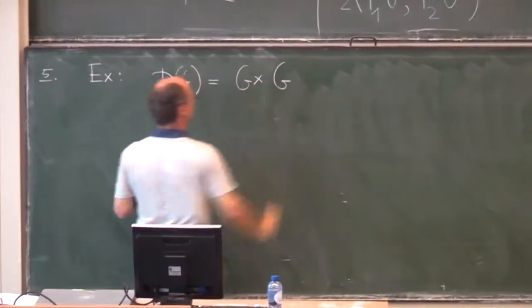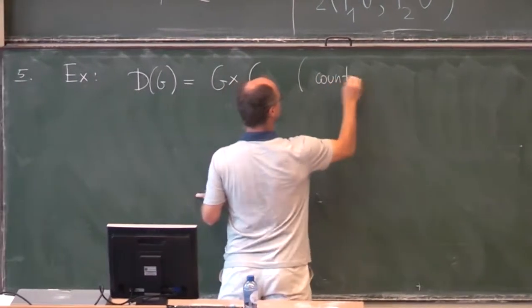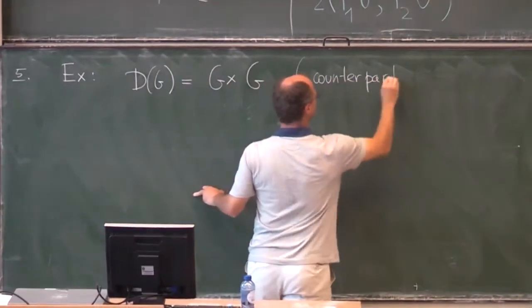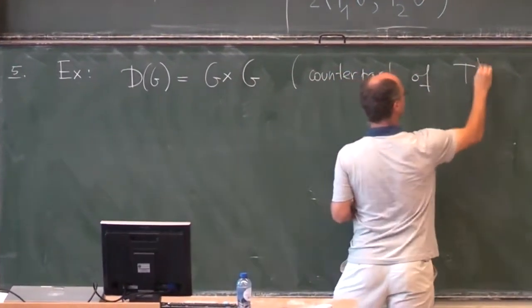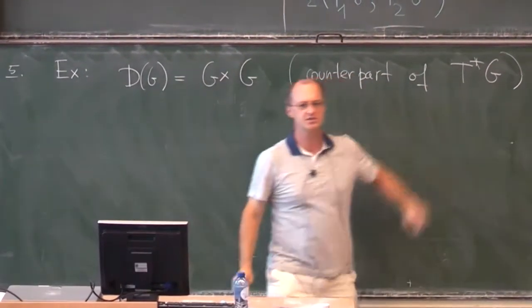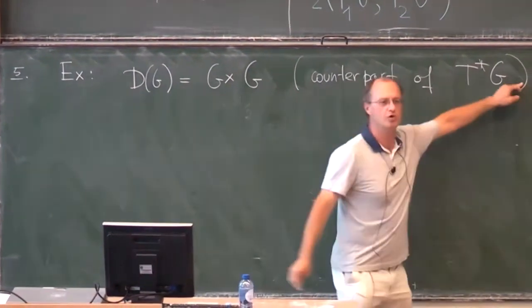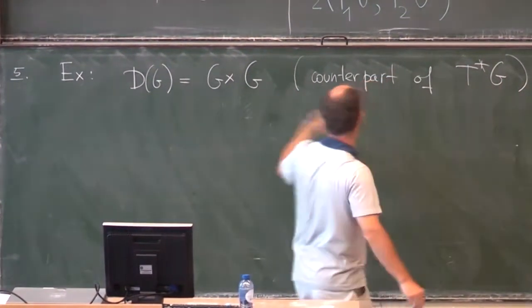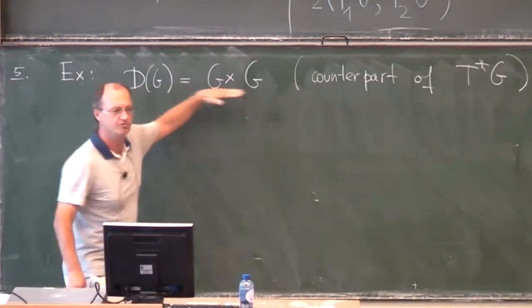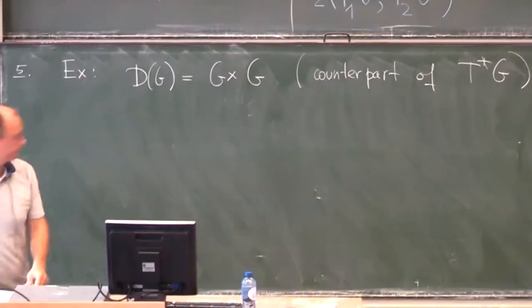So I take the product of the group with itself, and that's a kind of counterpart of the cotangent bundle of the group. Right? That's a very important symplectic space which carries a moment map. It showed up in several mini-courses already. So if you want to develop moment maps theory, we need a counterpart of it, and in this case this is G cross G.